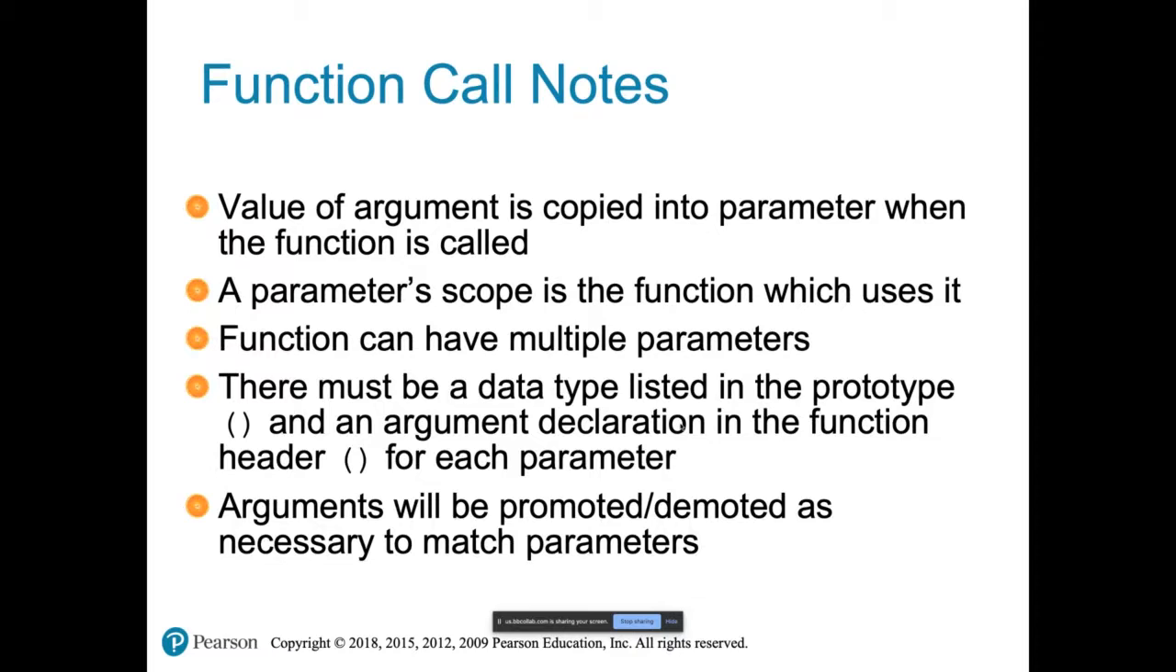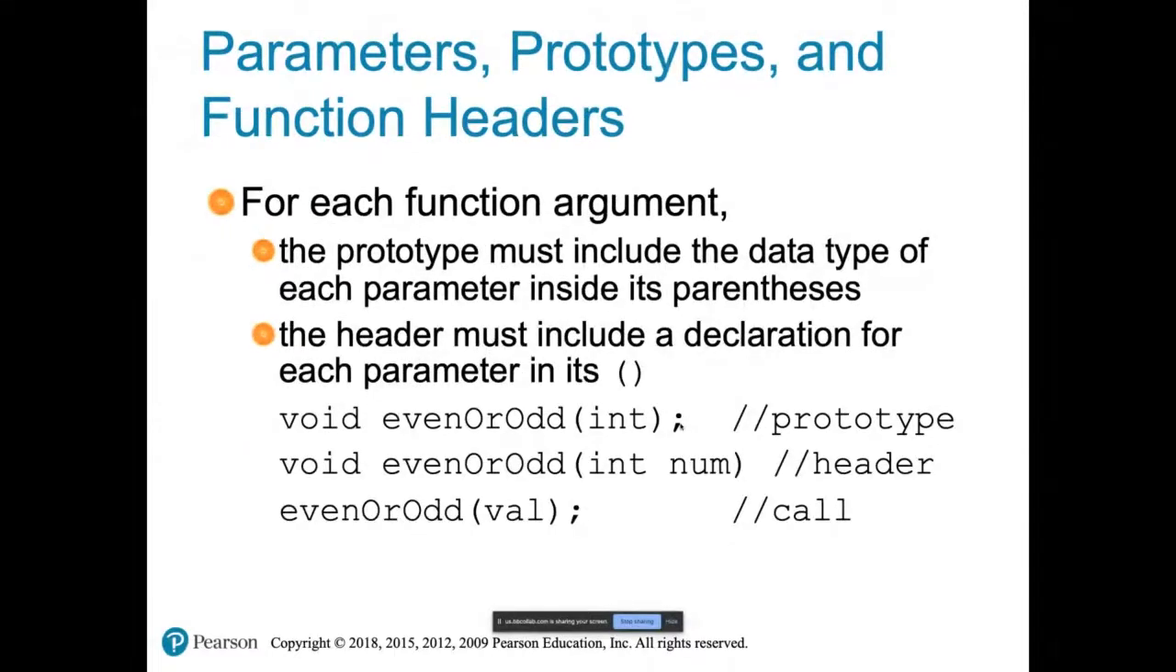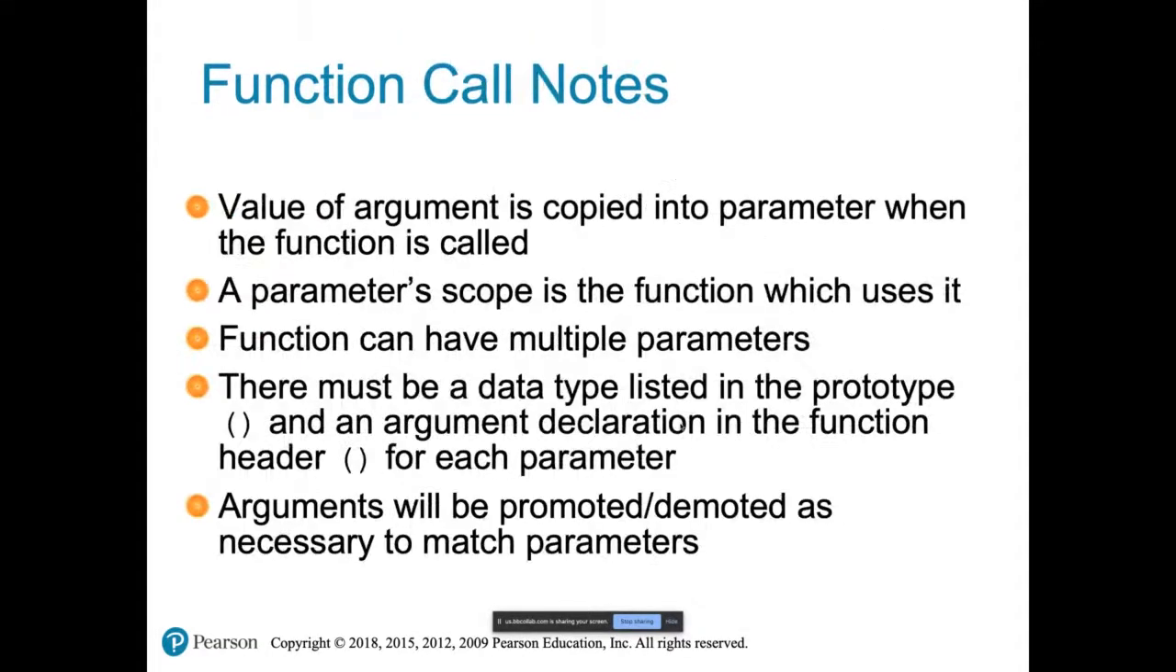Important notes. The value of an argument is copied into the parameter when the function is called. Hence, this val right here, the value in val, is copied the way it is written right now. We will change that up in a minute. A parameter's scope is the function which uses it, which means that the parameter's life expectancy is just that of the function.